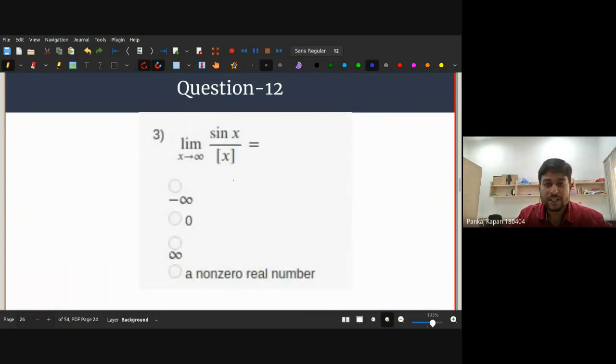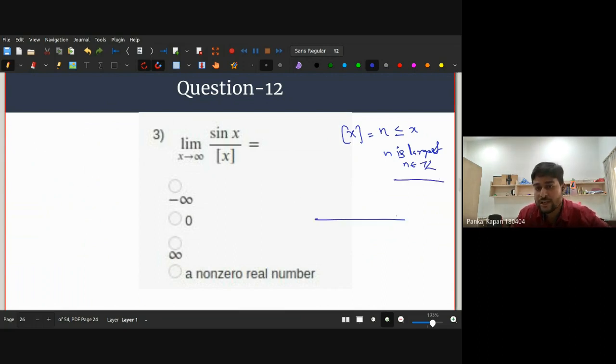So we have this function sin x divided by box of x. This box is called the greatest integer function. When you put some value of x, it gives the greatest integer that is less than or equal to x. So the box of x gives you n, which is less than or equal to x, such that n is the largest integer belonging to Z. This is the property of the greatest integer function.